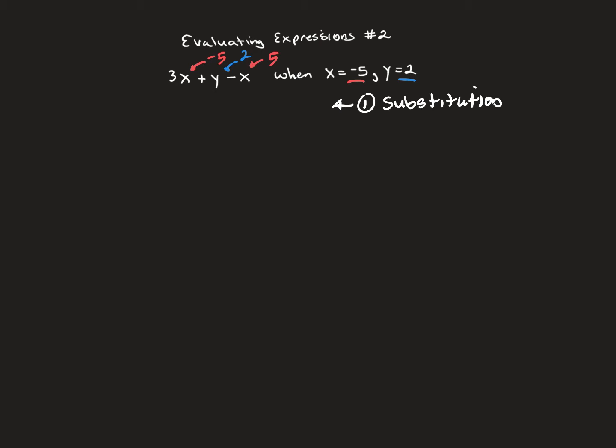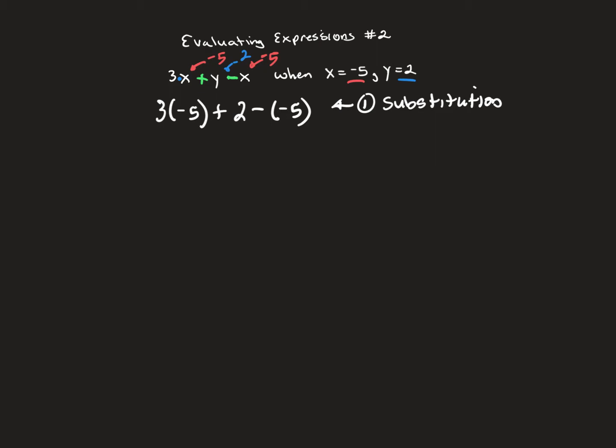So remember, this means 3 times x. You can either write 3 times a -5, but I would prefer you to use the parentheses to show multiplication. So 3 times (-5). Then I'm recopying this plus sign. And then y gets replaced with 2. And then I'm recopying this minus sign. And then x happens to be a -5, right? X is a -5. So because that's a negative, I'm going to put that in parentheses too. So that's what everybody's first line should look like.